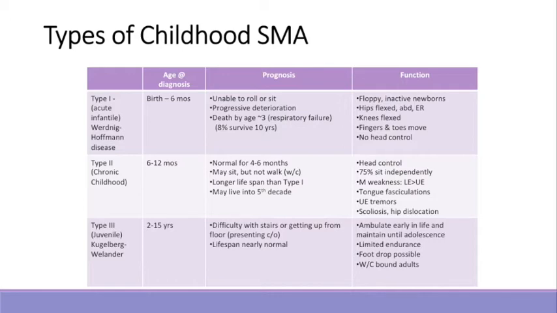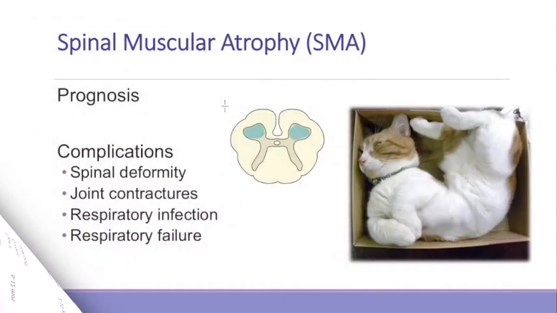Now, even though these are divided into different types, it's a continuous spectrum of severity. There is no current effective curative treatment. SMA is the most common genetic cause of infant death. Wait, didn't I just say that about DMD? No, that is the most common cause of childhood death.